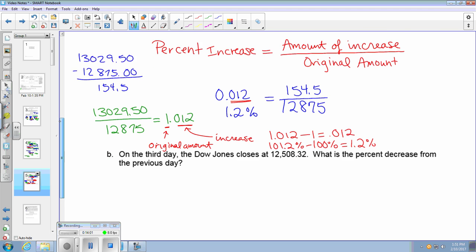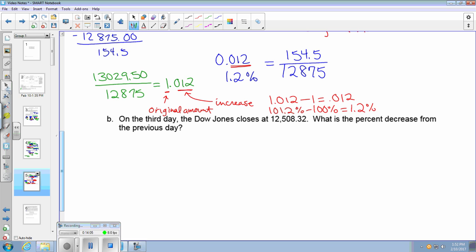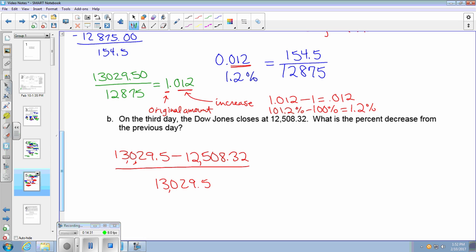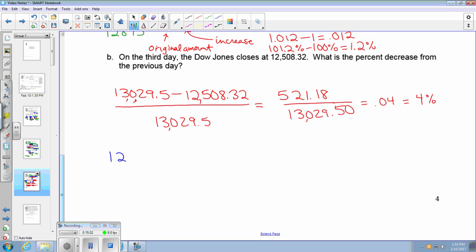All right, in part B, we're going to use that formula again. But notice that on the third day, the Dow Jones closed at 12,508.32. And now we want to figure out what the percent decrease is from the previous day. All right, so we're going to take the previous day's amount, which is 13,029.5. Going to subtract this new amount. So that'll give us the amount that it's changed by. And now the original amount is the 13,029.5. Okay. All right, so the original amount, again, is where it started. It's like your baseline. So this gives you a decrease of 521.18 up on the top. And we want to know what fraction of the original number that is. Okay, what fraction or what percent? So trying this out on your calculator, you're going to get 0.04 or 4%. And just as an aside, again, another note here, just like above, if you don't calculate that difference first, watch what happens.